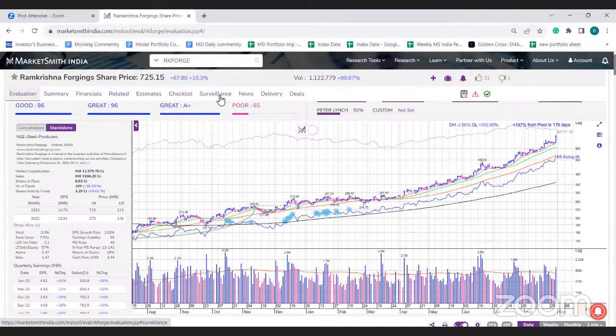Number of funds also, just like Action Construction, this stock has also attracted almost 36% growth in the number of funds. A very positive sign. That is, lots of funds have taken fresh positions. That is the reason for this rally. Almost 200% growth in the stock price from the recent breakout.